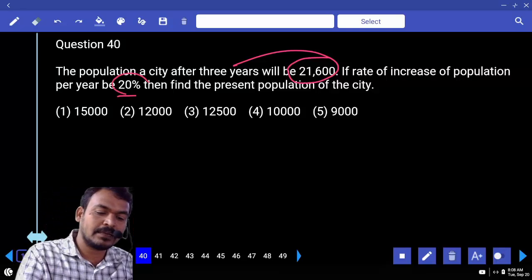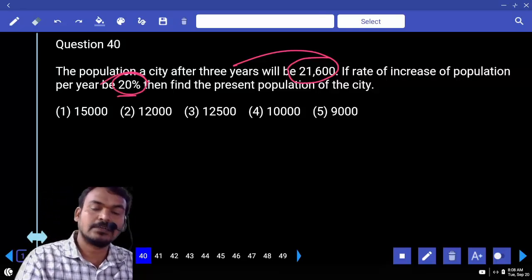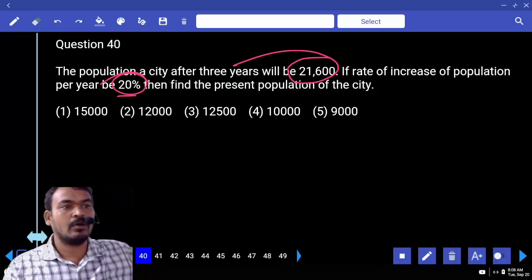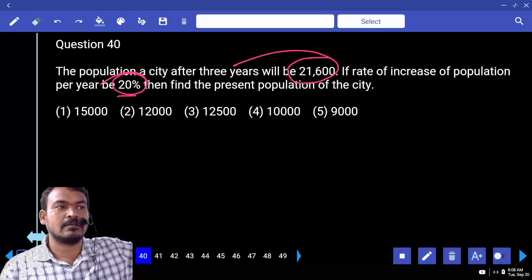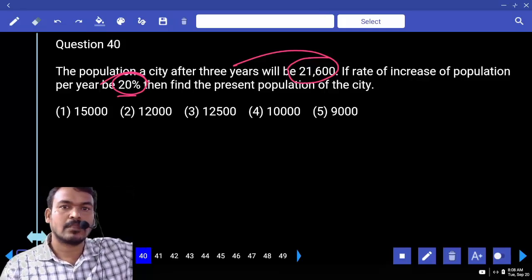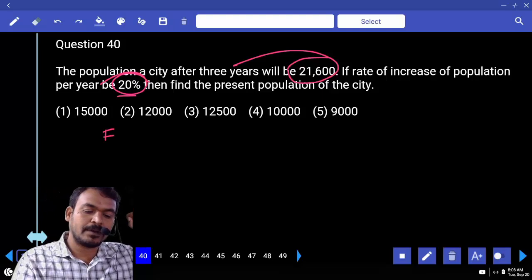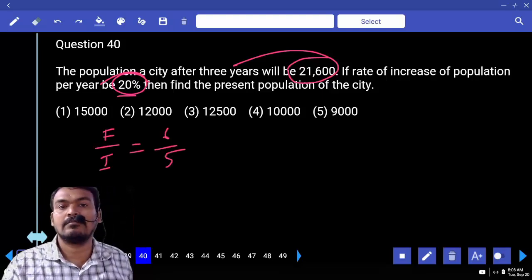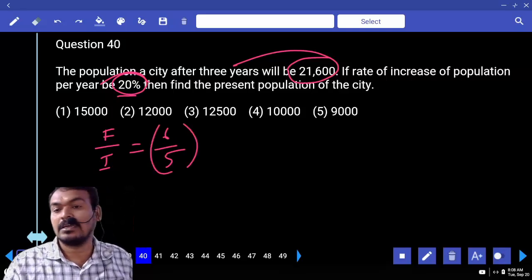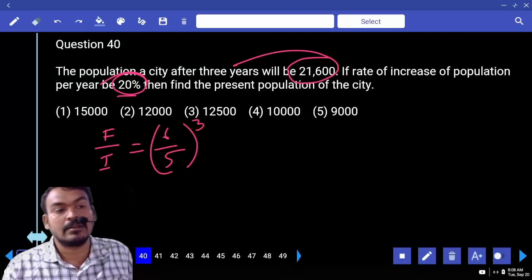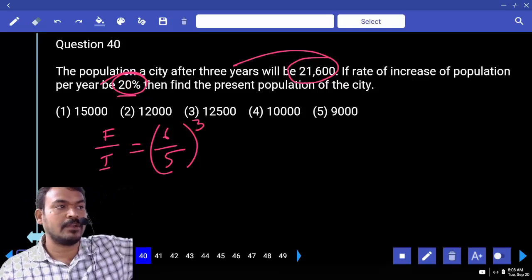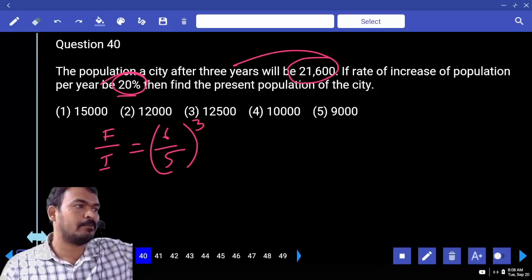What is the percentage here? 20%. Fraction 1 by 5. Out of 5 parts, how many parts are increased? 1 part or not? Then the final value is how many parts? 6 parts. Initial value 5 parts or not? How many years are given? 3 years. Then do we write power 3 or power 1? Power 3. If it is 1 year, we write power 1. If it is 3 years, we write power 3.